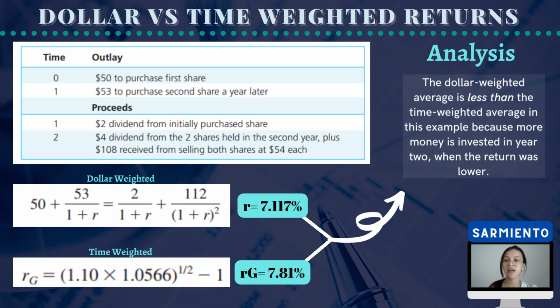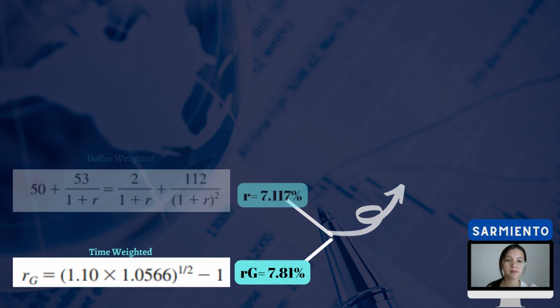Finally, the time-weighted average return is 7.81%, as 1.10 times 1.0566 to the power of 1/2 minus 1 is equal to 0.0781, or 7.81%. Therefore, the dollar-weighted average is less than the time-weighted average in this example because more money is invested in year 2, when the return was lower.